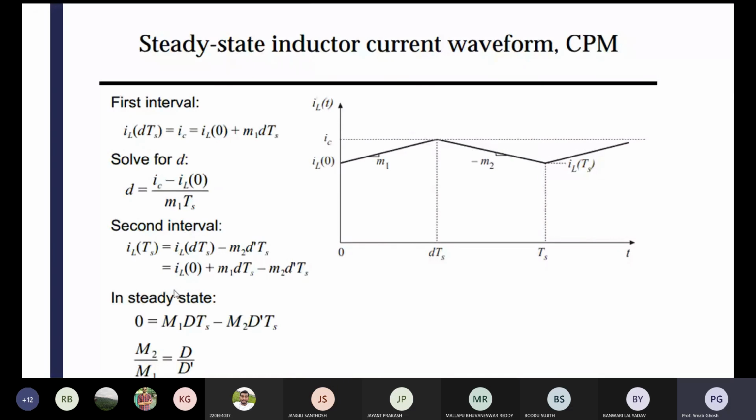Finally, you can make it capital, since steady state means DC value. So it will be capital M1, capital D, TS minus M2, D dash TS. What is D dash? 1 minus D. So M1 by M2, slope 1 by slope 2, in steady state will be D dash by D, that is, 1 minus D by D. I think till now all of you are able to understand. If you have any confusion, you can ask, and I can rediscuss that point.